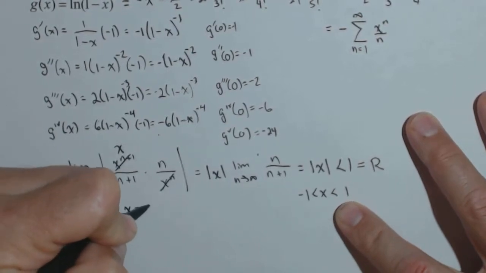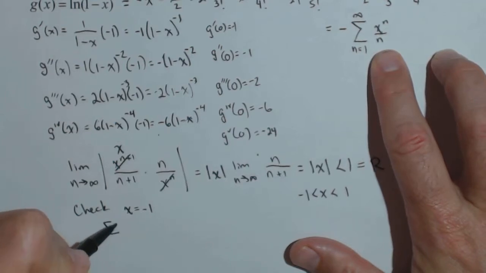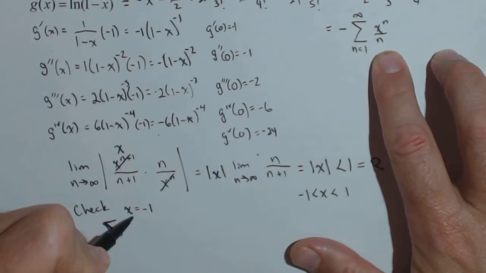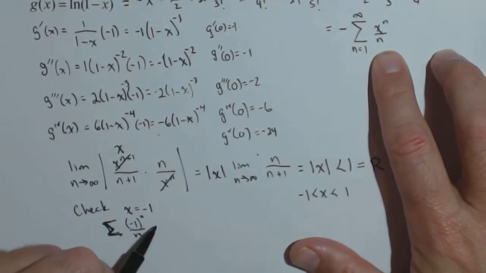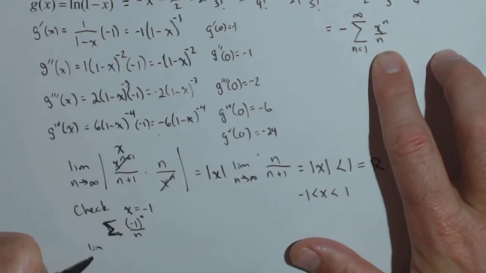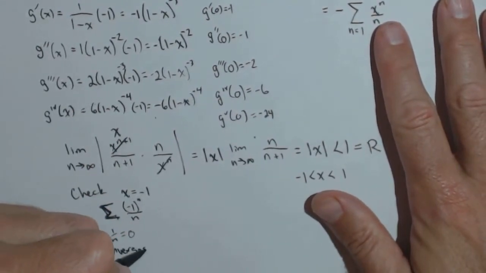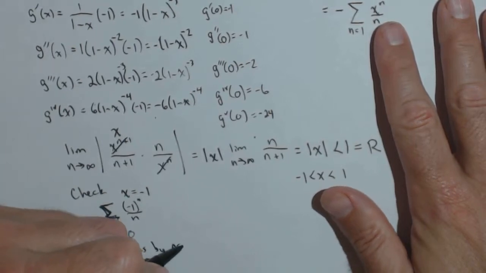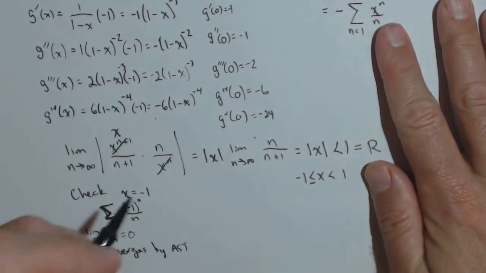If x is equal to -1, plugging that in there, I get this series of -1 to the n over n, which is an alternating series, and also the limit as n goes to infinity of 1 over n equals 0. So that one converges by the alternating series test. So we do want to include that endpoint.